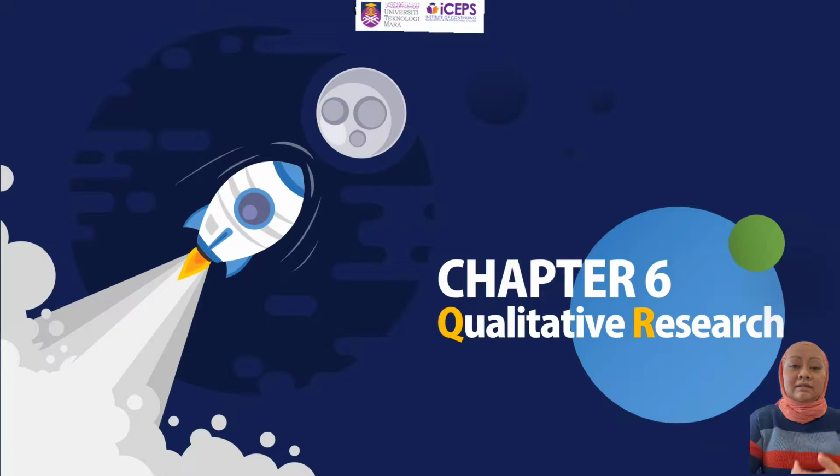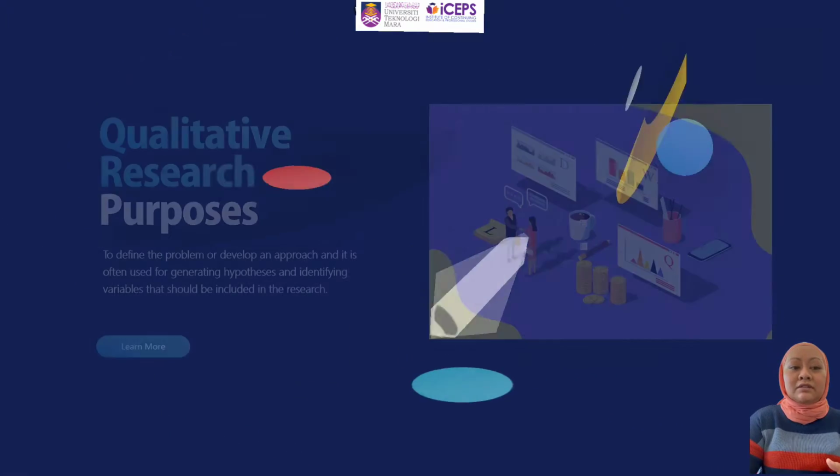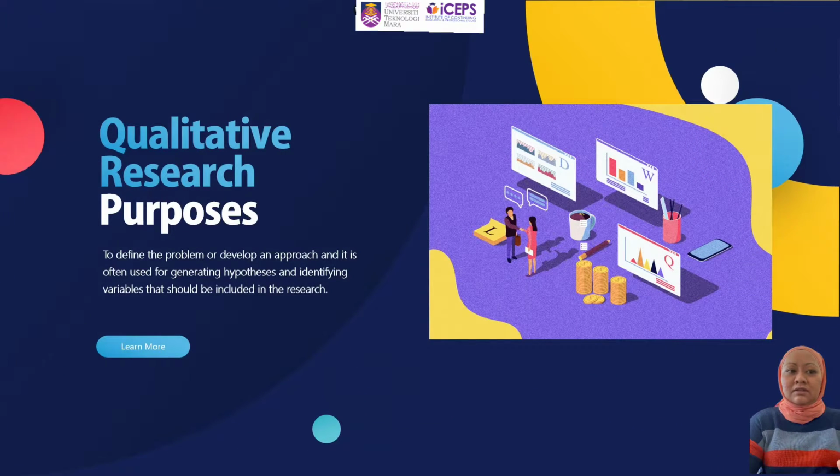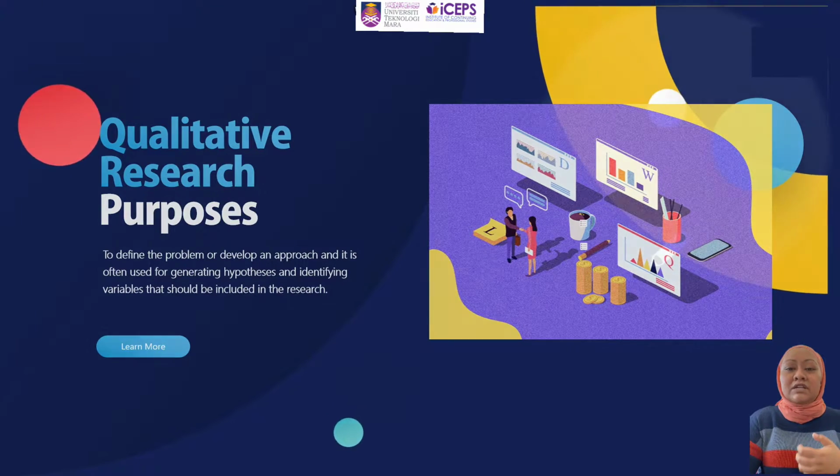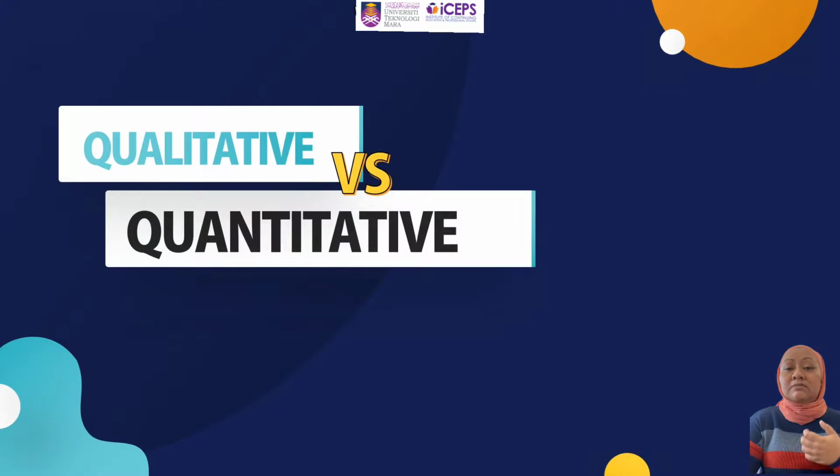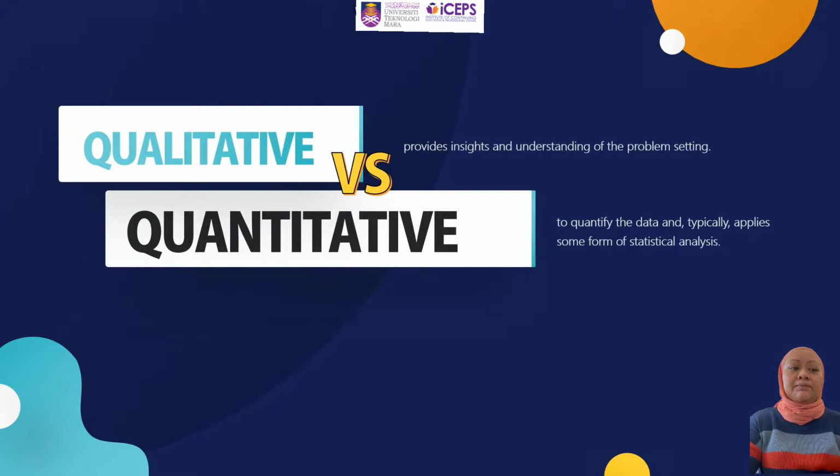Qualitative research is a major methodology used in exploratory research. Researchers undertake qualitative research to define the problem or develop an approach, and it is often used for generating hypotheses and identifying variables that should be included in the research. Primary data are originated by the researcher for the specific purpose of addressing the problem at hand. It may be qualitative or quantitative in nature.